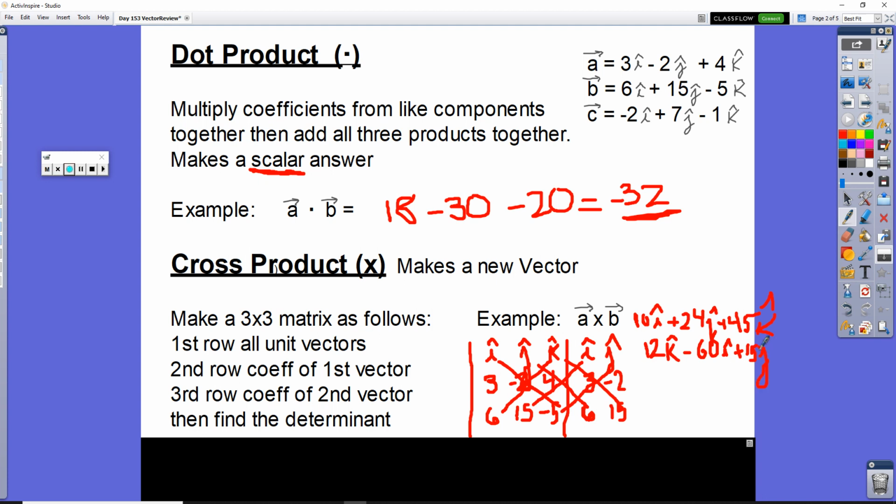All right, now what ends up happening here is you get 2 of every kind of component. You're going to get 2 i's, 2 j's, 2 k's, so you should collect like terms. Putting your i's together, it's going to give you -50i. Putting your j's together should give me 39j.